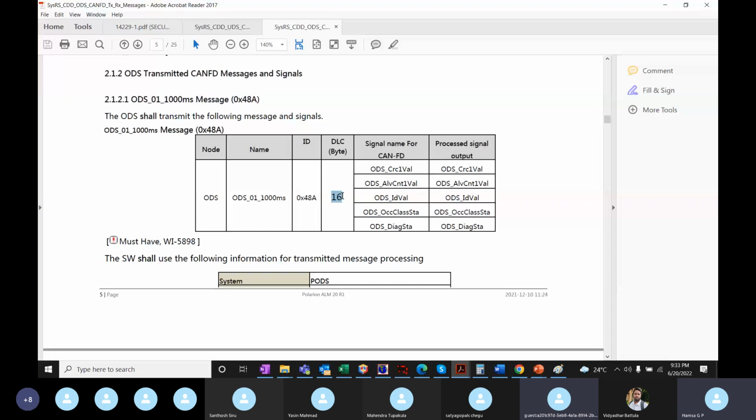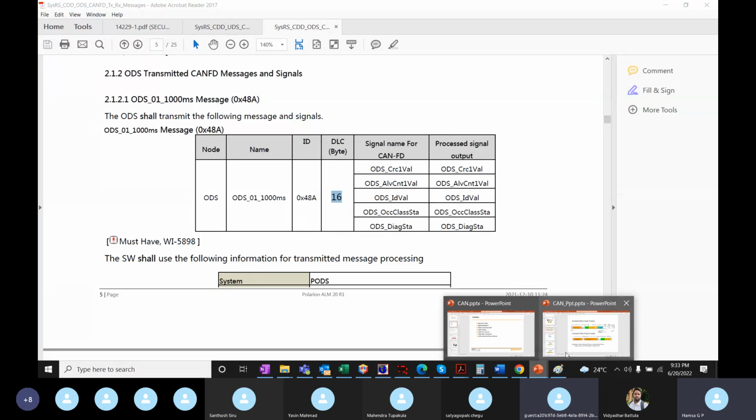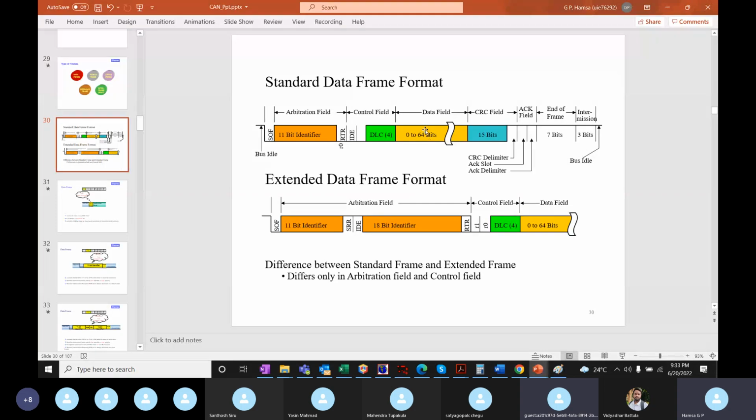And what is the DLC for this? 16 bytes. It's CAN FD, that is the reason you are seeing 16 bytes. In CAN, we can send only 8 bytes of data. The data field contains the actual data. Whatever you are sending, the arbitration field and control field are not actual data.